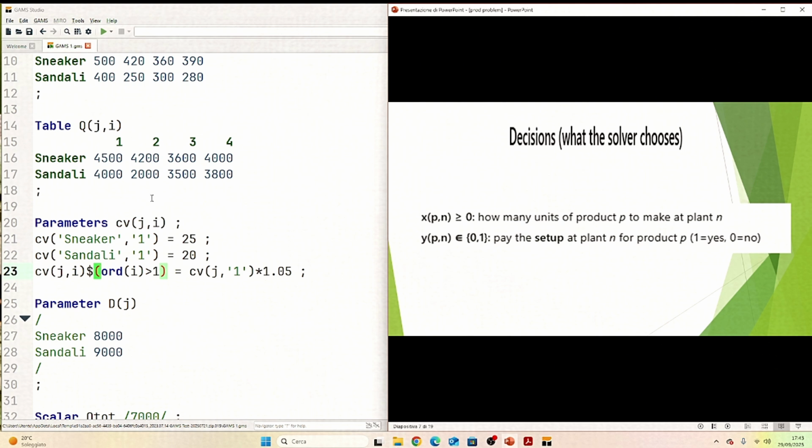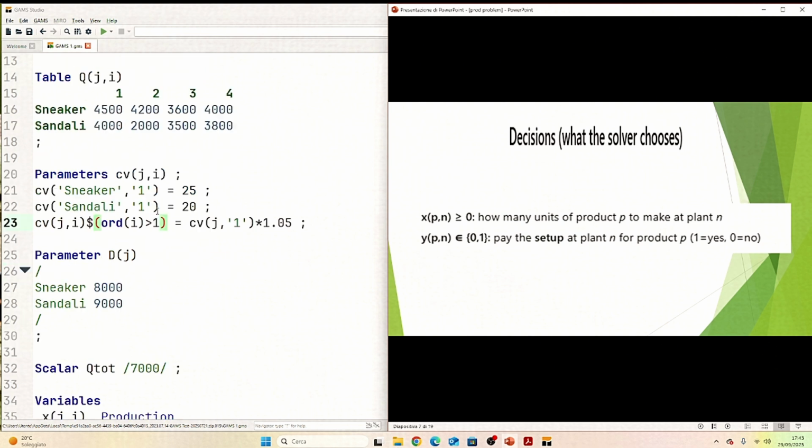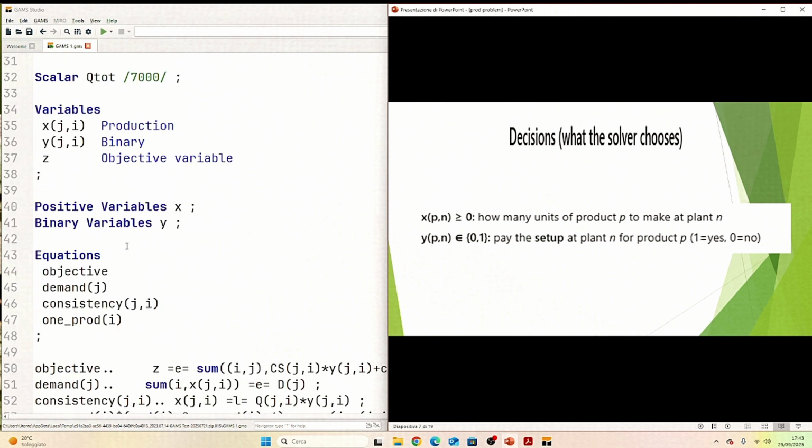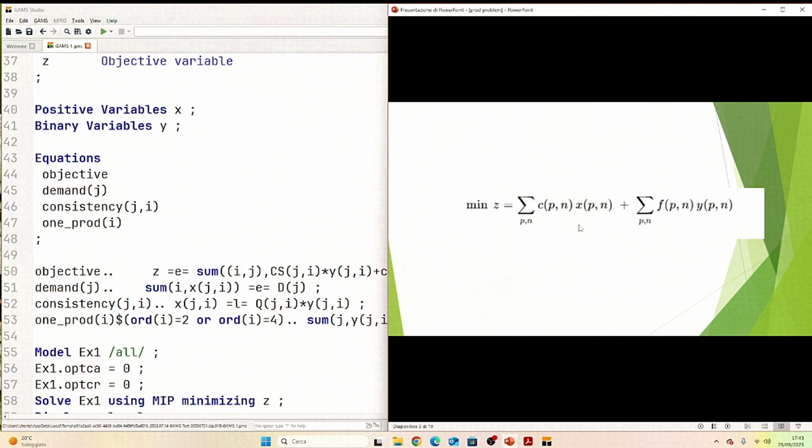About the objective, the model is to minimize the total cost Z, and it's divided into 2 parts: unit cost per quantity plus the setup fee whenever y equals 1. The solver will choose x and y to make this as small as possible while meeting all the rules.